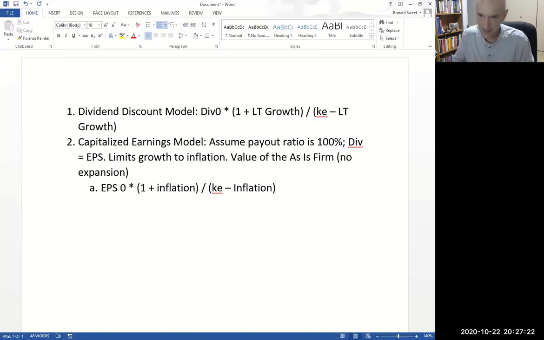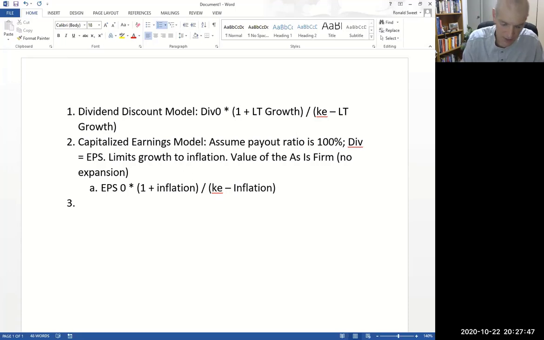And I like this as a good idea of just saying, hey, this is probably what the firm's worth if they didn't build any new stores, they didn't do any new films, they just kind of stayed as is, didn't build new theme parks. So that's what I call the cap earnings model, the capitalized earnings model, since we're going to take the earnings and just capitalize it, make it an asset, and sell that asset, and this is what it's worth.